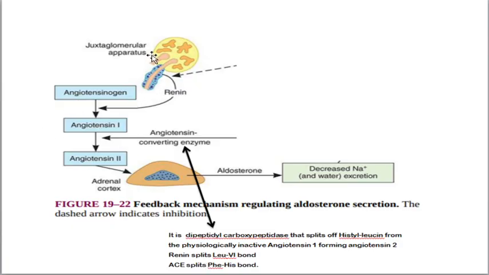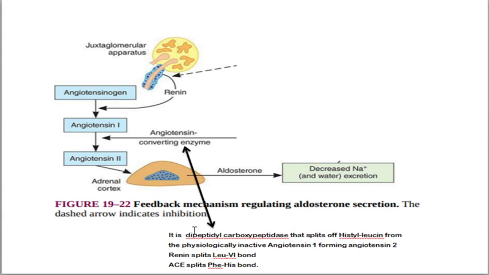So this is what, friends. In the kidney, the juxtaglomerular apparatus is present, and it will secrete the renin enzyme. This renin will convert angiotensinogen into angiotensin 1, and angiotensin 1 will be converted into angiotensin 2 in the presence of angiotensin converting enzyme. This angiotensin 2 will stimulate the adrenal cortex to produce a hormone called aldosterone. Okay, so this is the thing.